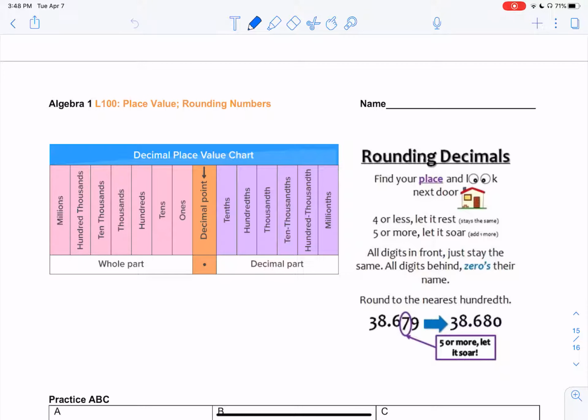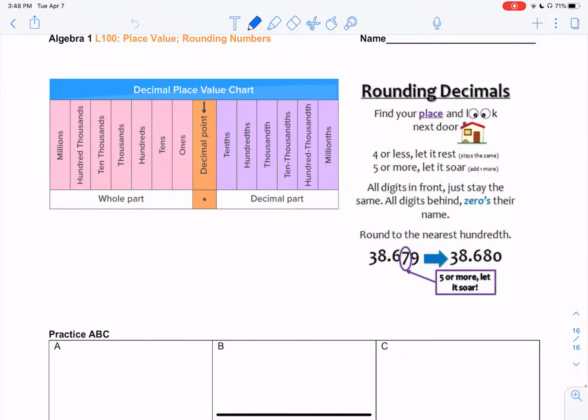The place value chart up at the top is to help you with some of those names if it's been a while. The pink on the left side would be our whole numbers, the decimal point in the orange, and then the purple on the right side would be our decimal parts. Those are going to be tenths, hundredths, thousandths, etc. It has a TH at the end of it.